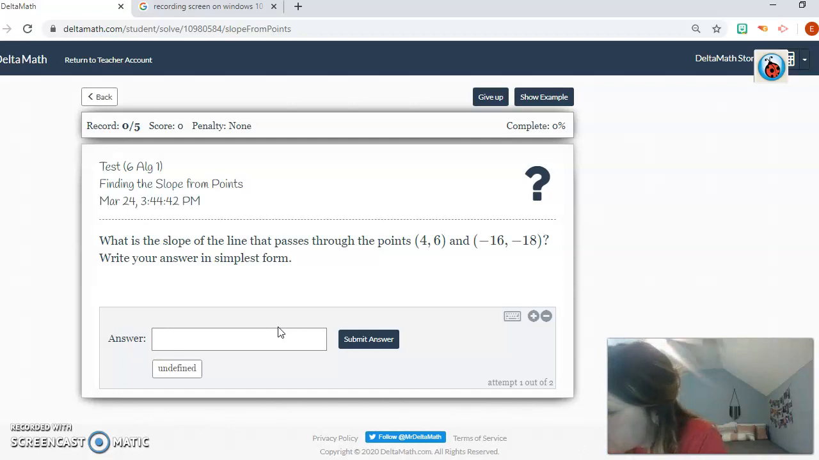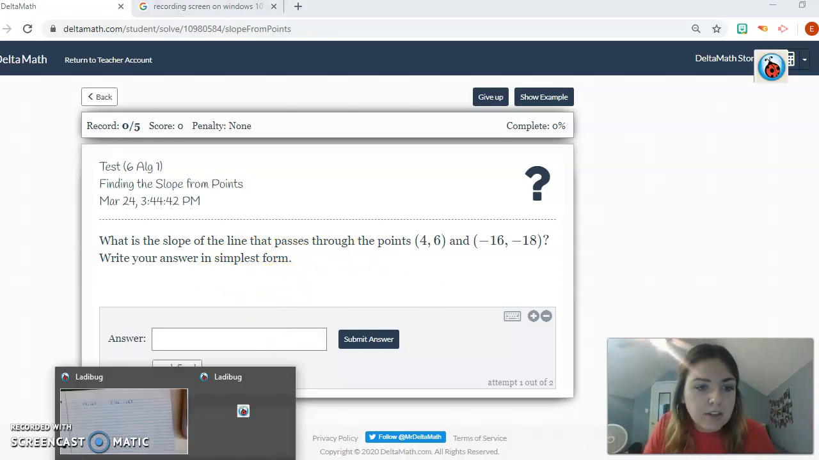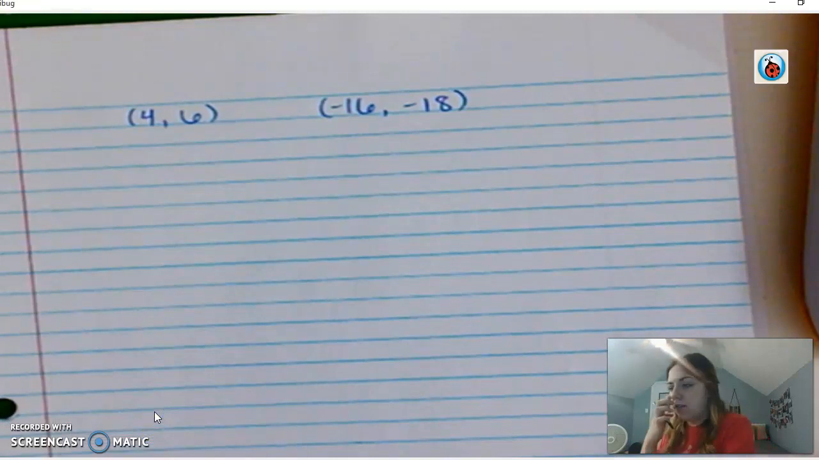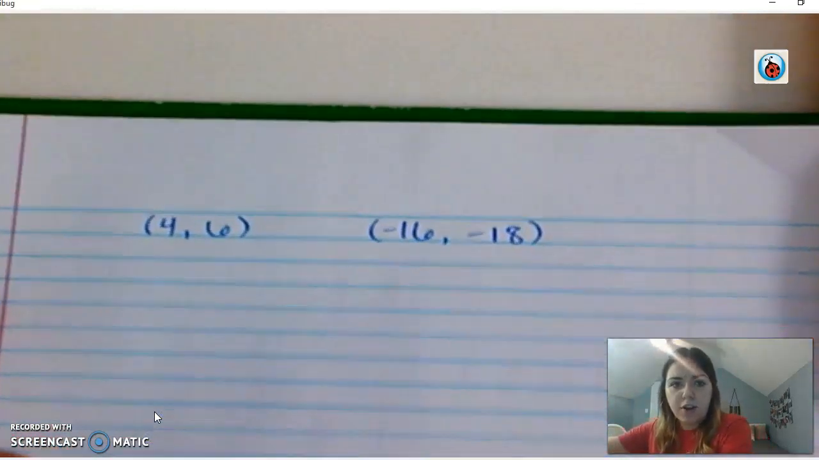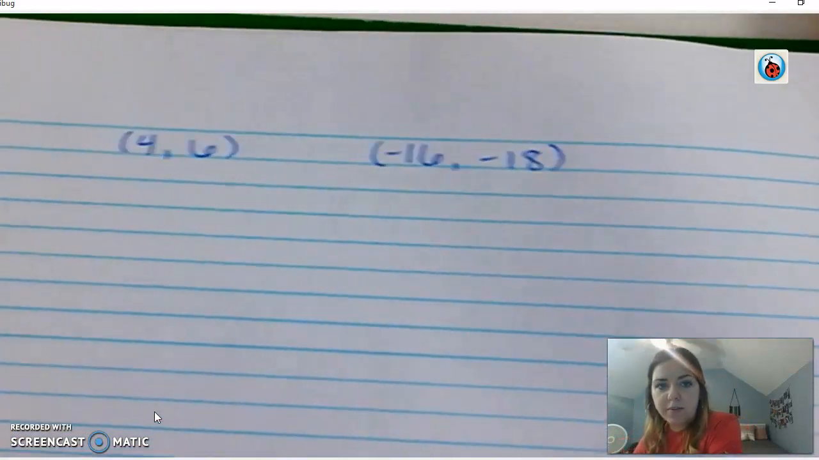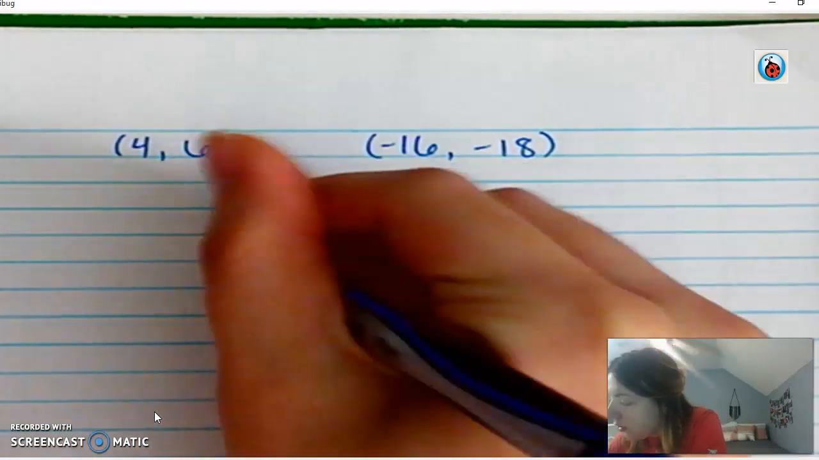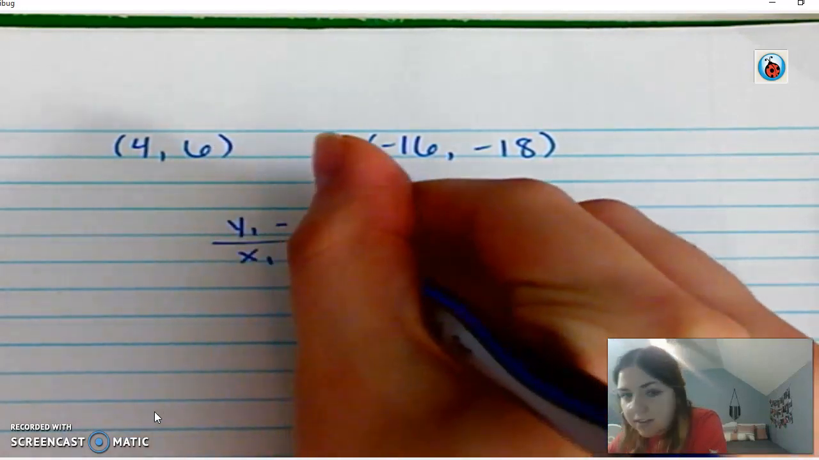So this gave me the points (4, 6) and (-16, -18). Okay? And we have to write our answer in simplest form, so we'll remember that and come back to it. So if I am trying to find the slope of those 2 points, I have to use the slope formula. Okay, so the slope formula is y1 minus y2 over x1 minus x2.